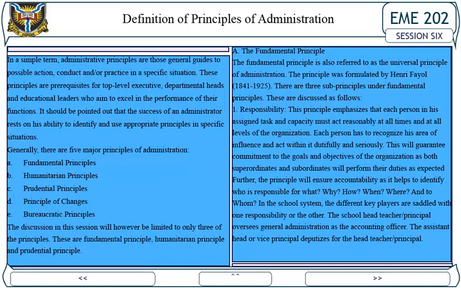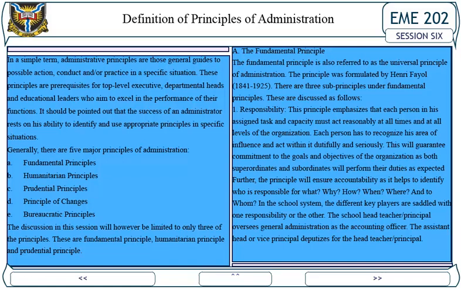A. The fundamental principle. The fundamental principle is also referred to as the universal principle of administration. The principle was formulated by Henri Fayol, 1841 to 1925. There are 3 sub-principles under fundamental principles. These are discussed as follows.